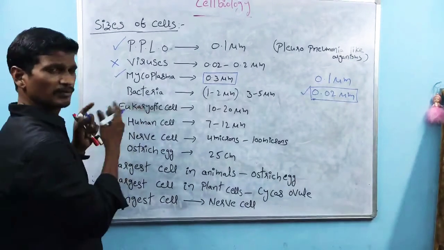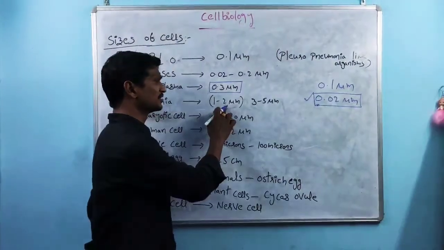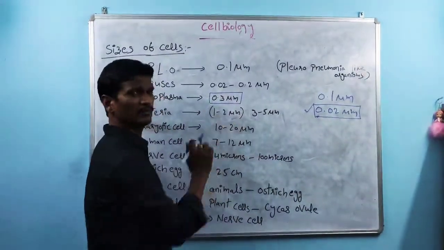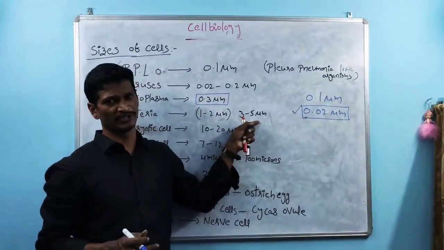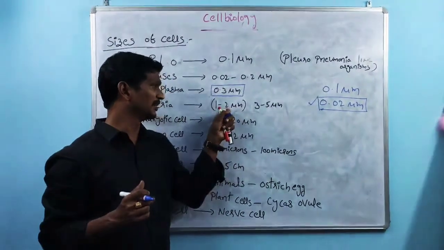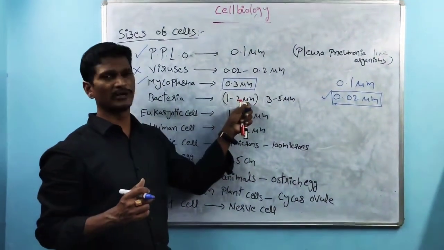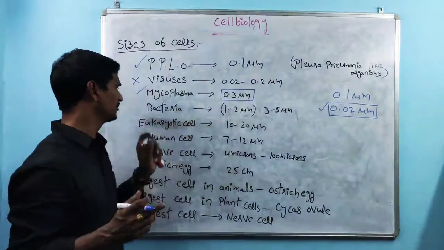And general normal bacteria or eubacteria, according to the NCERT, the size is 1 to 2 micrometers. But the exact measurement is 3 to 5 micrometers. We have to follow the NCERT for the NEET examination. So in the examination, we have to answer that the size of bacteria is 1 to 2 micrometers, while 3 to 5 micrometers is the exact size of the bacteria.